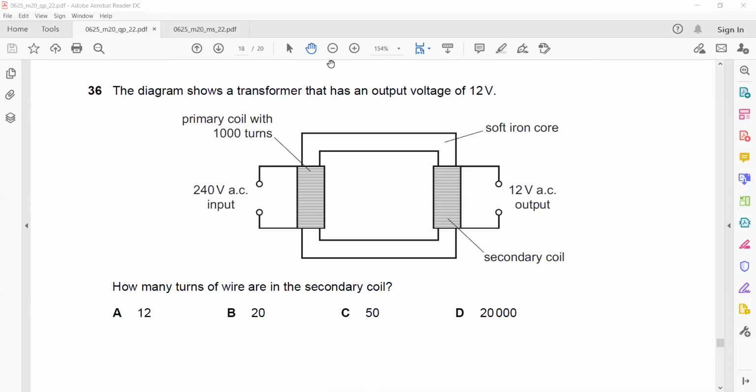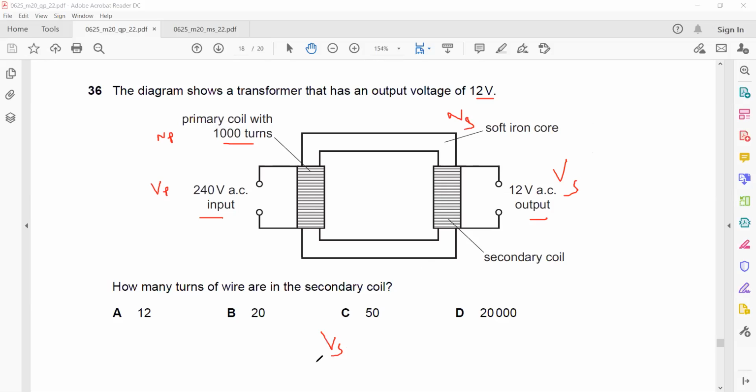The diagram shows a transformer that has an output voltage of 12 volts. The input is 240. Primary has 1000 turns. We need the number of turns of the secondary. So use the formula Vs over Vp equals Ns over Np.